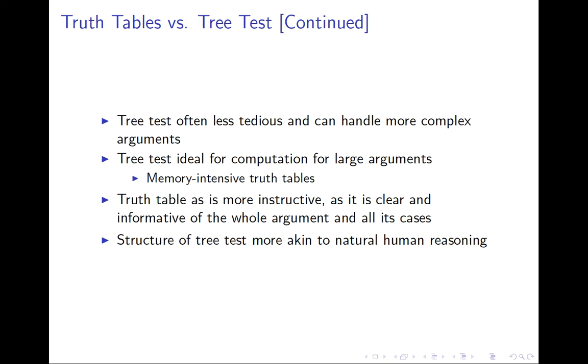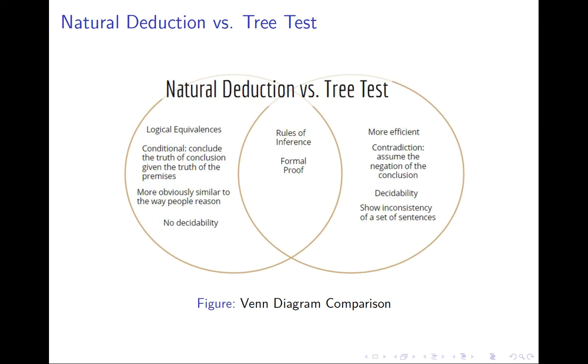Because of this, a tree test is a bit more ideal for computation for large arguments because the truth table is so memory intensive. Also, the structure of a tree test is more akin to natural human reasoning because humans usually don't look at every single possible truth value of an argument when they are trying to make a decision. So now looking at the tree test versus natural deduction.